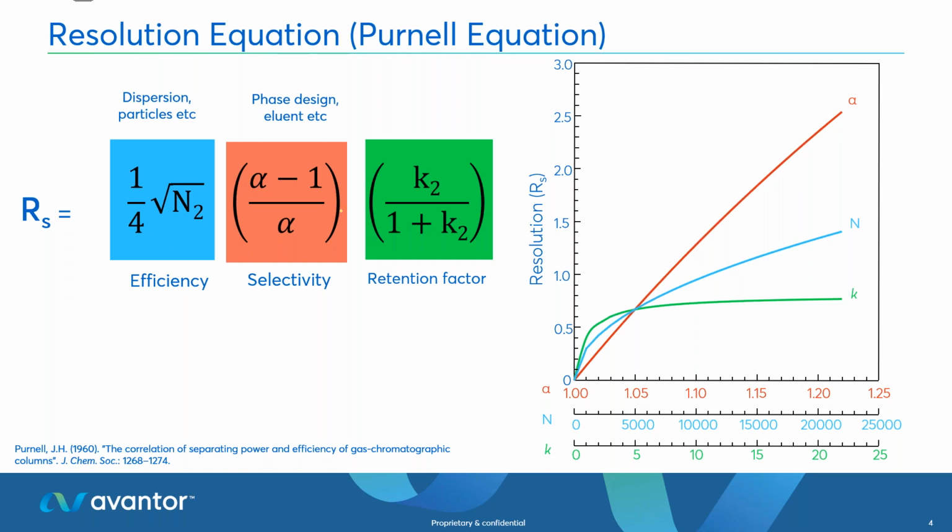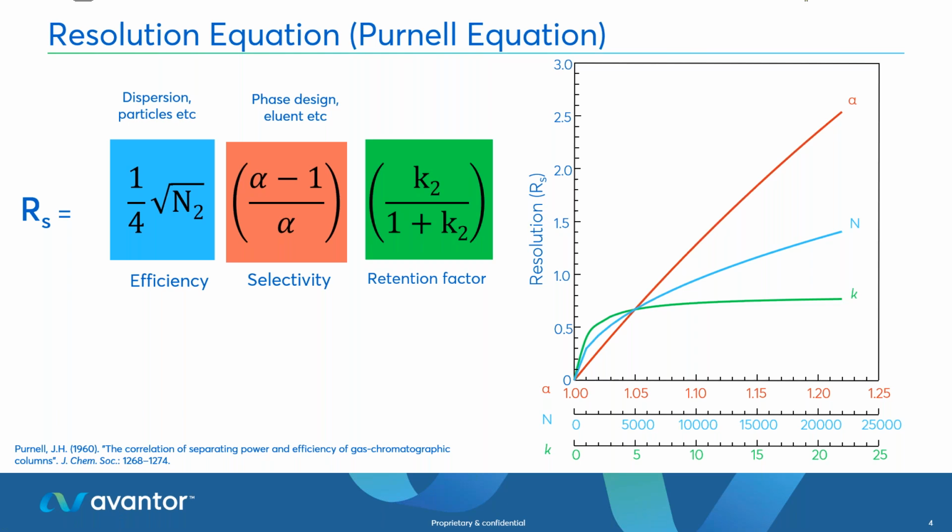So the resolution is made up of 3 parameters: an efficiency part, which is shown here in blue, the selectivity, which I've already mentioned, and then the retention factor, which I also mentioned when we looked at the first slide. Now, they don't have an equal weighting within this resolution equation, and you can see that in the right graphic. Color coordinated, each of those 3 parameters has a different influence on resolution.